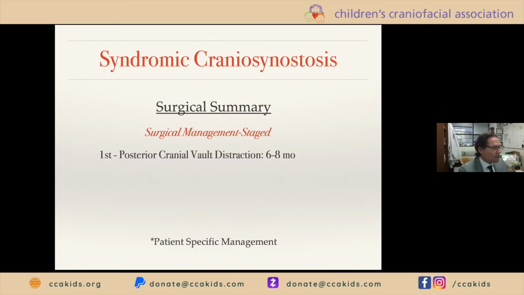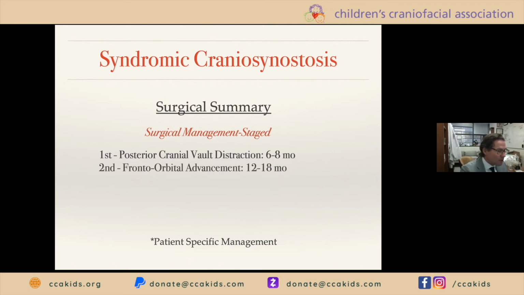But the first thing I normally do with patients with syndromic craniosynostosis is I want to increase the size of their cranial vault, because I want to give the brain as much room as possible to grow without any hindrances. And so the first thing I normally do is what we call posterior cranial vault distraction at about 6 to 8 months of life. Essentially, this moves the back of the head backward, and it gives the brain a tremendous amount of room so that we don't develop intracranial pressure early.